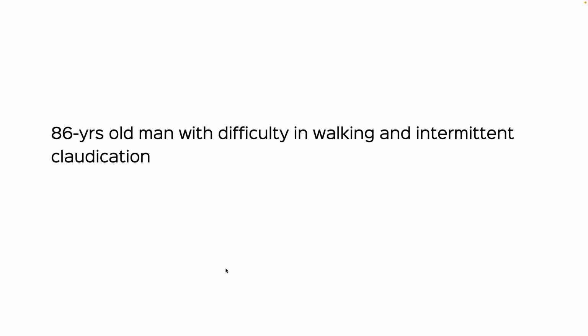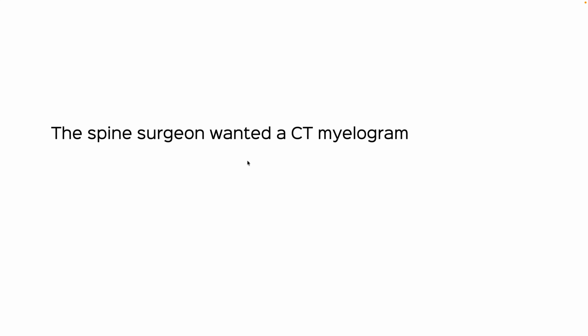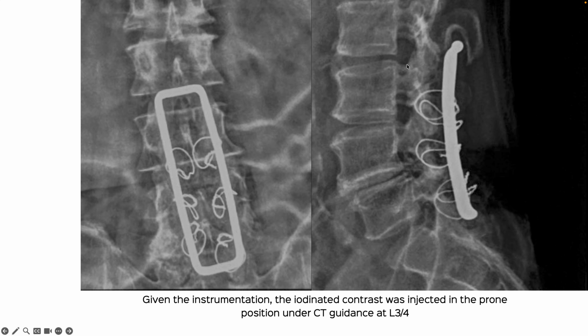86-year-old, difficulty in walking, intermittent claudication, surgery 2 decades ago. That was the MR. There seemed to be canal stenosis at L4-5. Couldn't really see too much. The MARS sequences weren't any better. The spine surgeon wanted a CT myelogram. Now, that was the instrumentation done during the earlier surgery.